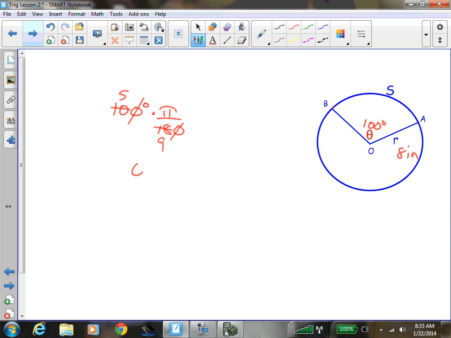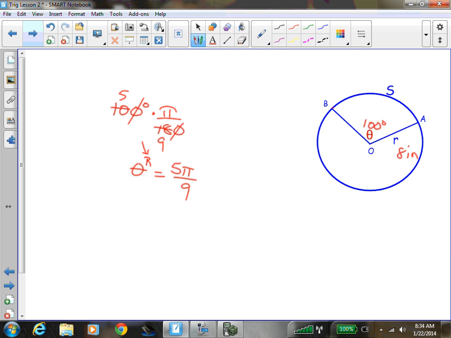And so theta measured in radians is 5 pi over 9. Now, the question would be, I wrote the R here, and do you have to write theta in radians there? You don't. You just have to put the number 5 pi over 9 in.